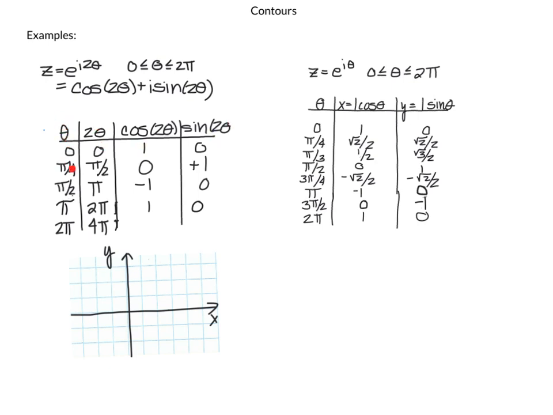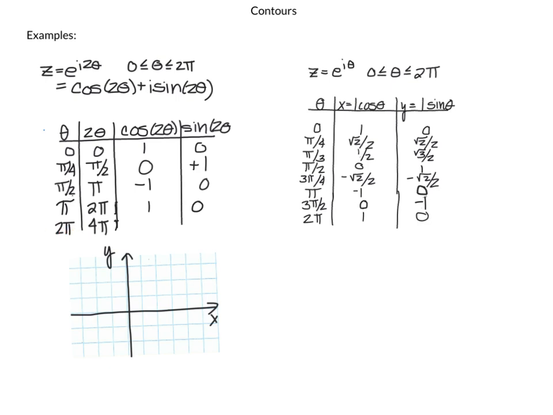When theta is equal to pi over 4, 2 theta is equal to pi over 2, so for cosine and sine I'm going to get (0, 1). When theta is equal to pi over 2, 2 theta is equal to pi, so I'm going to get (-1, 0). And when theta is equal to pi, 2 theta is equal to 2 pi, so I've come all the way back around now to (1, 0). And then looking at theta equals 2 pi, 2 theta is equal to 4 pi.